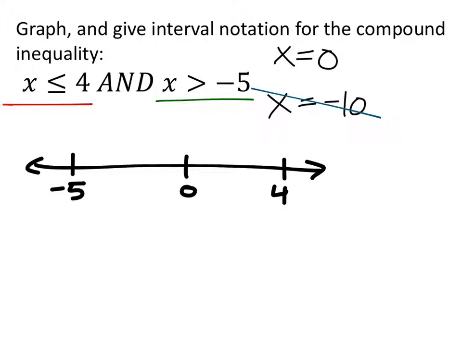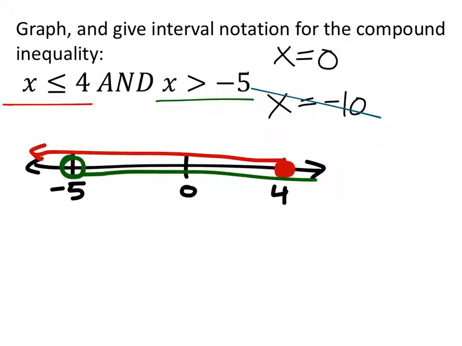So I'm going to start with 4, and we'll do it in red. Now that is an equal to, so x is less than or equal to 4, so it's a closed circle. It is not eating x, so this line would go to the left. On the other hand, at -5, that would be an open circle because it's not equal, and this one goes to the right because it's eating the x.